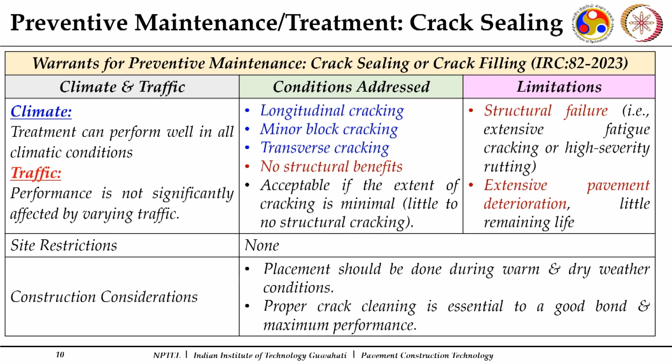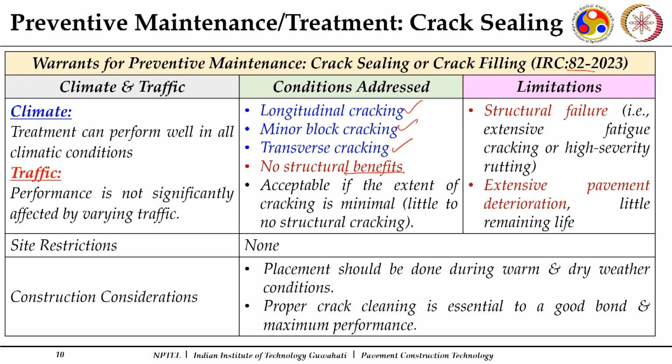So, here you can see this is a table which has been taken from IRC 82 2023. It says the conditions which can be addressed through crack sealing are longitudinal cracking and minor block cracking, which are shrinkage cracks or thermal cracks, or transverse cracking. So, small cracks can be taken up in that case, but there is no structural benefit.